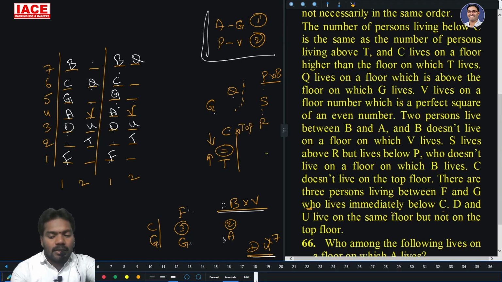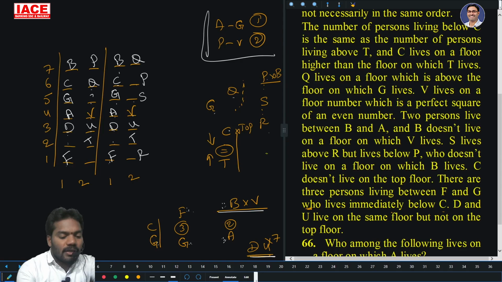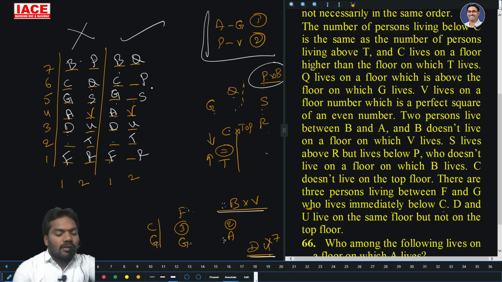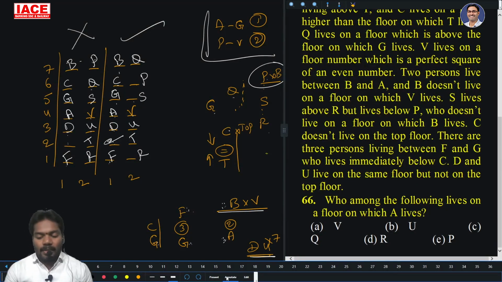Next, PSR. Only chances of PSR. But P is not in the floor of B. P and B same floor, so this case not possible. Only chance of this case, and the remaining person is perfect. So question number 66. Who among the following lives on the floor on which A lives? B lives. Option A is right answer.